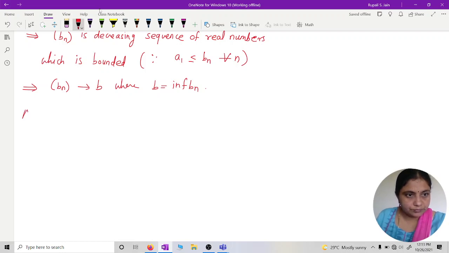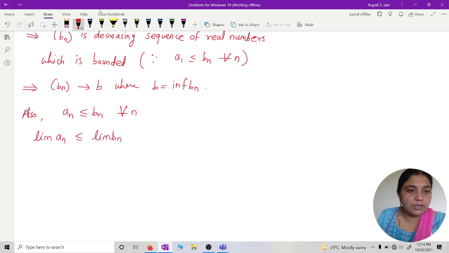Also, what is the relation between An and Bn? An must always be less than or equal to Bn for all n. So what can I say about the limit of An and the limit of Bn? The limit of An is A, and the limit of Bn is B. So I am getting A is less than or equal to B. Is that okay?